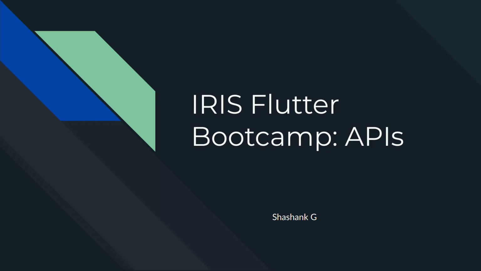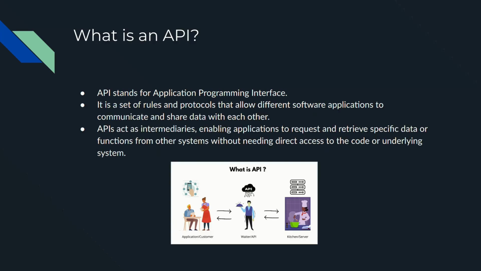So let's begin. What exactly is an API? API stands for Application Programming Interface. It's basically a framework or a protocol that allows different kinds of software to communicate with each other, but it need not just be software communicating with each other.